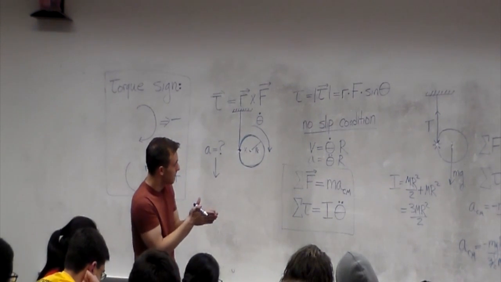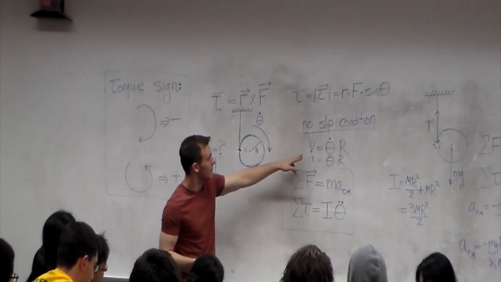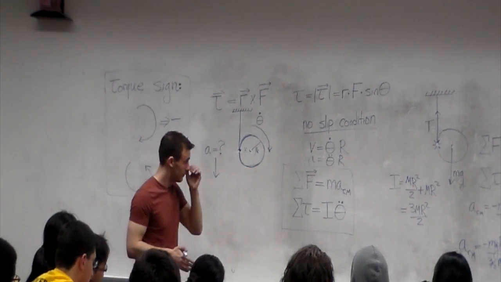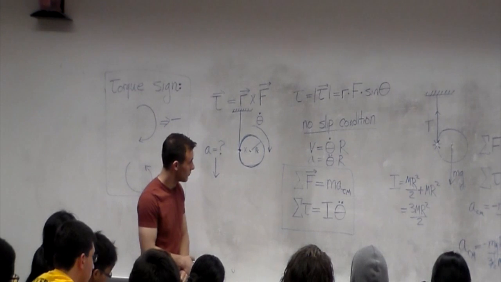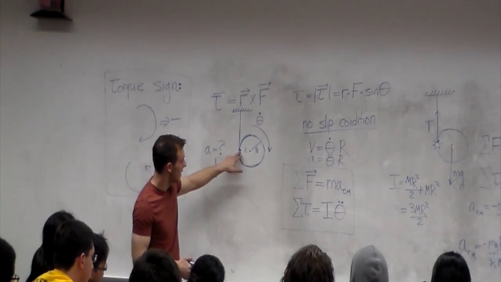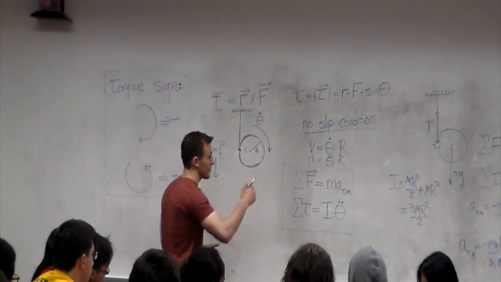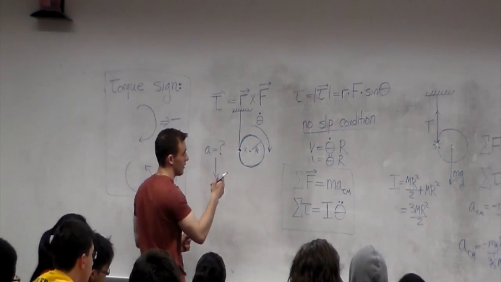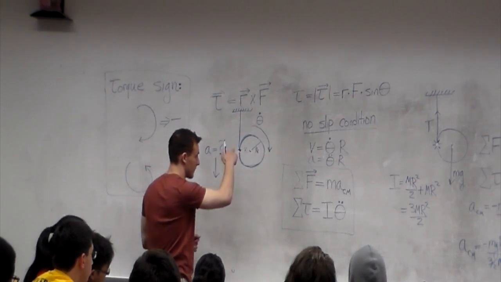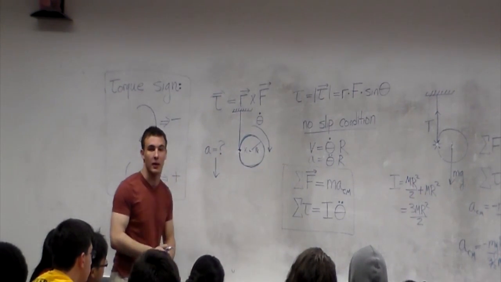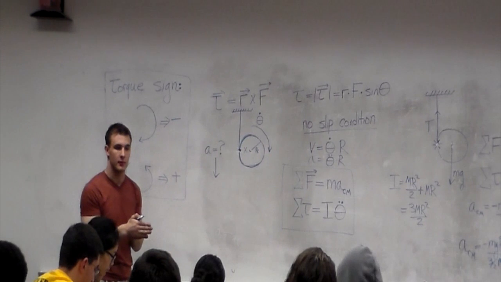The velocity of a particular point on the disc is equal to the angular velocity of the disc times the distance between the point of contact and whichever spot you're talking about. That is the no-slip condition.